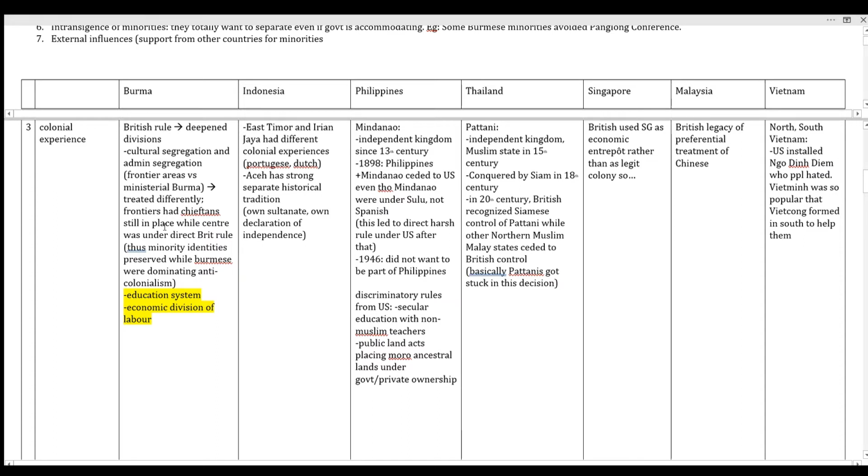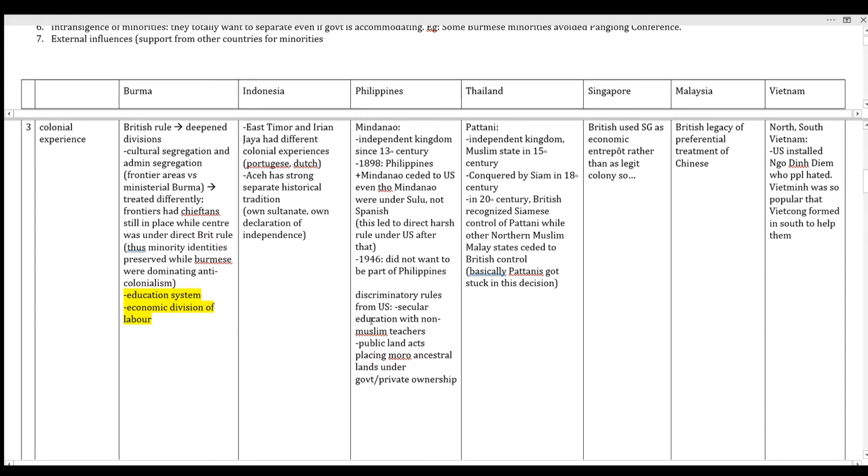Which means that the Burmese are a little bit salty against the minorities because the minorities kind of got the good end of the stick, the carrot rather than the stick. In the end, the minorities weren't so into opposing the British, while the mainland people were definitely very anti-colonialist.